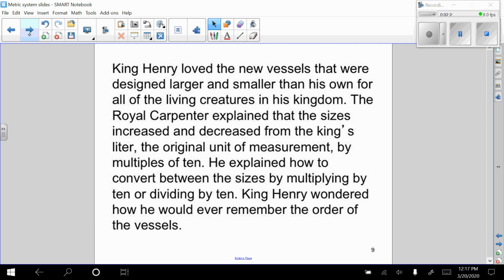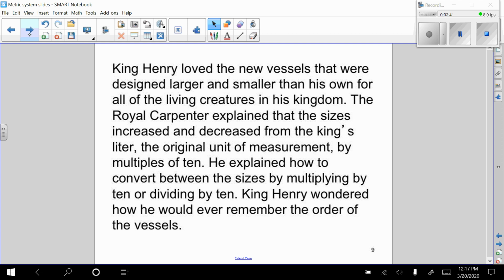King Henry loved the new vessels that were designed larger and smaller than his own for all the living creatures in his kingdom. The royal carpenter explained that the sizes increased and decreased from the king's liter, the original unit of measurement, by the multiples of 10. He explained how to convert between the sizes by multiplying by 10 or dividing by 10.